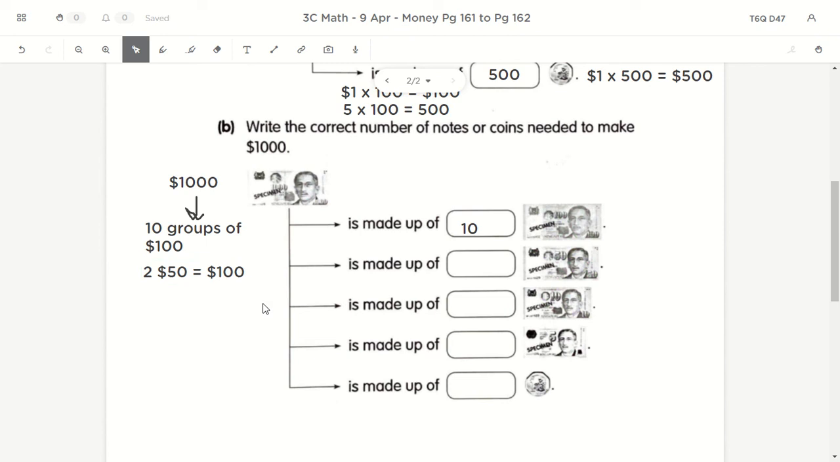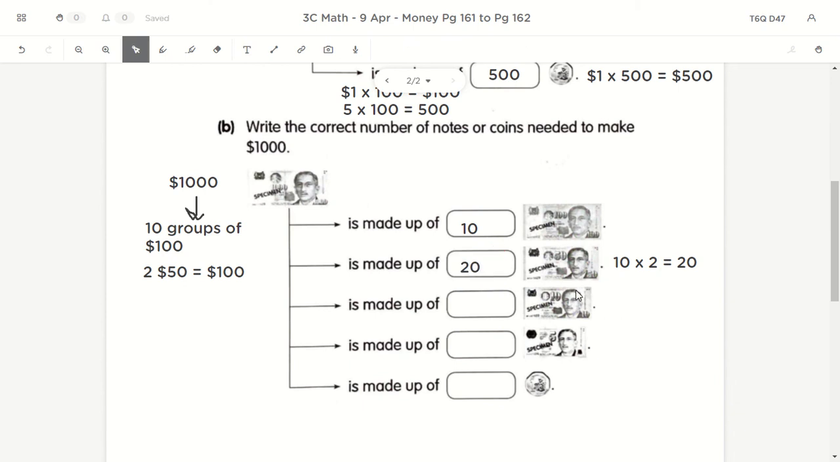So we can see that in $1,000 there are 10 groups of 100, and to make 100 you need two $50 notes. So for $50 notes, you know that there are 10 groups of 100, and in each group you need two $50 notes to form 100. So 10 times 2 equals 20, and therefore the answer here is 20. So you really have to look in terms of groups.